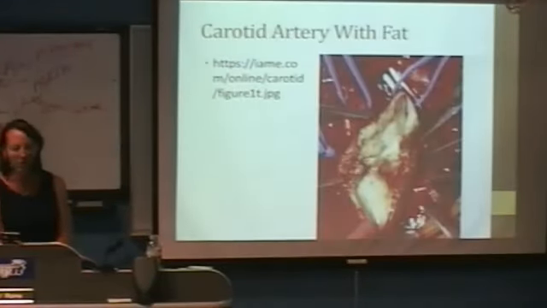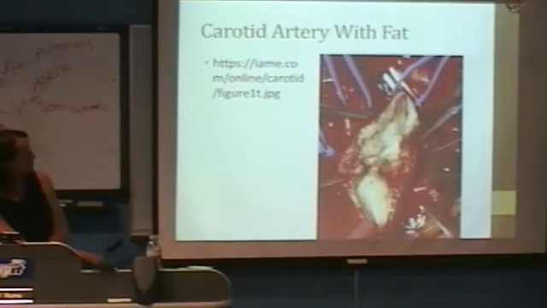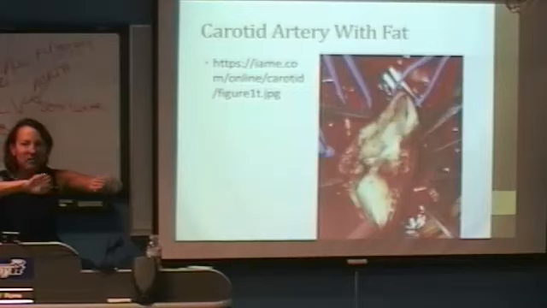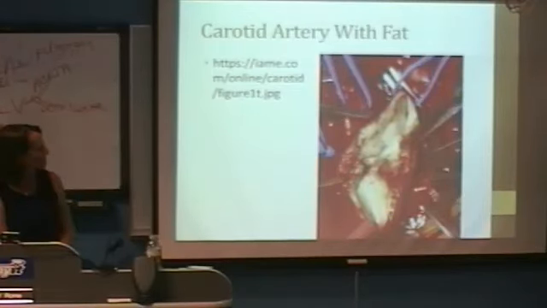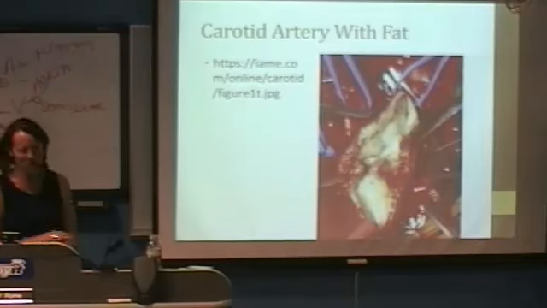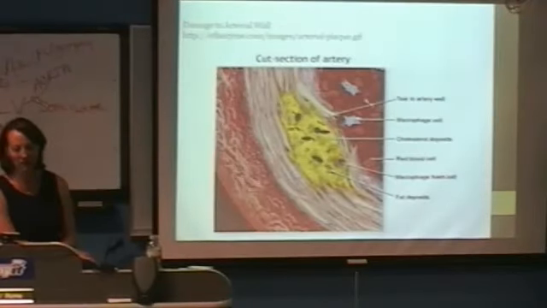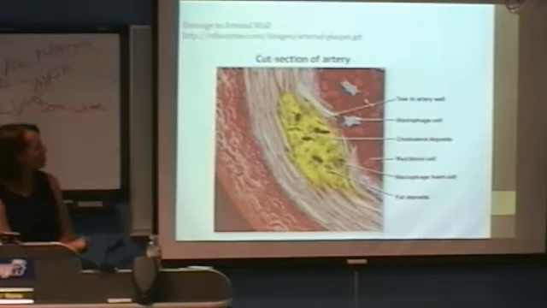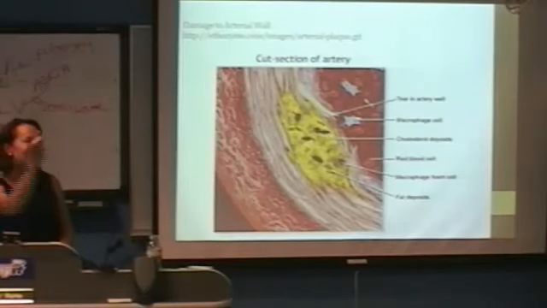Okay, so here's a nice little picture of the carotid artery with fat. I don't think you need to turn that off for right now. I think we can get the gist of that. But it integrates itself into that lining of the blood vessel. Oof. Okay, and here's a closer look at it. So we're looking at a cross section.